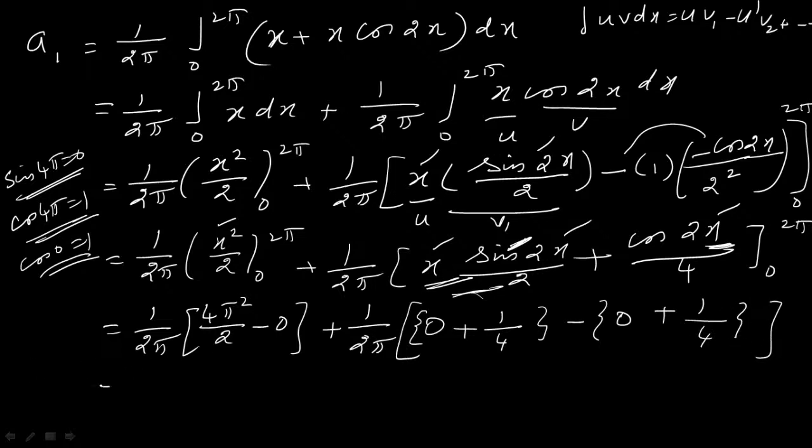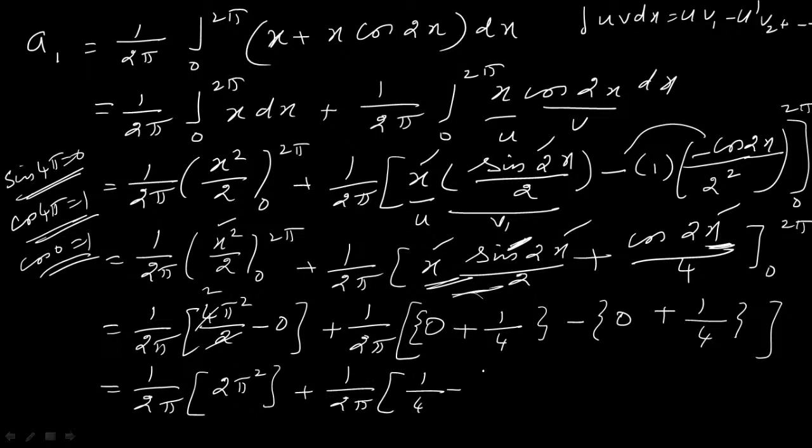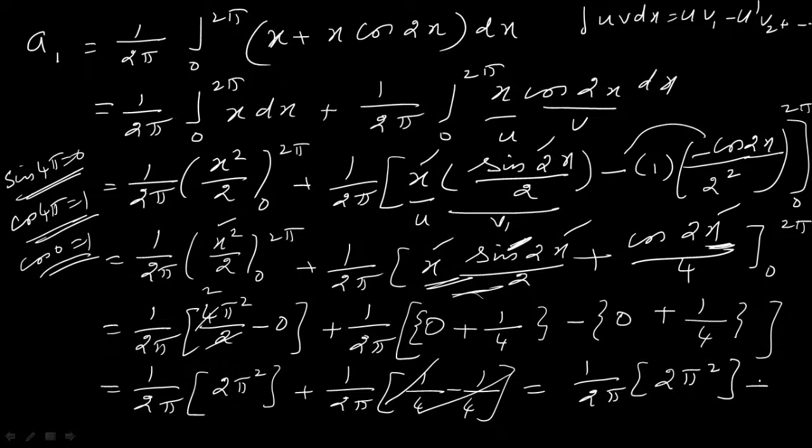That's all. Simplifying this, you get 1 by 2 pi of 2 pi square, plus 1 by 2 pi of 1 by 4 minus 1 by 4. So 1 by 4 minus 1 by 4 means these two terms are cancelled. So you get 1 by 2 pi of 2 pi square alone. This second term becomes 0. So one of the 2 and one of the pi cancel, and you get a1 is equal to pi.